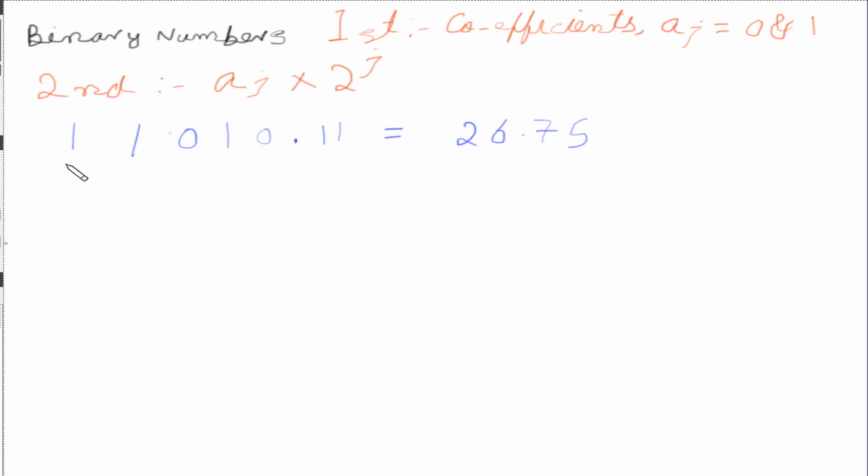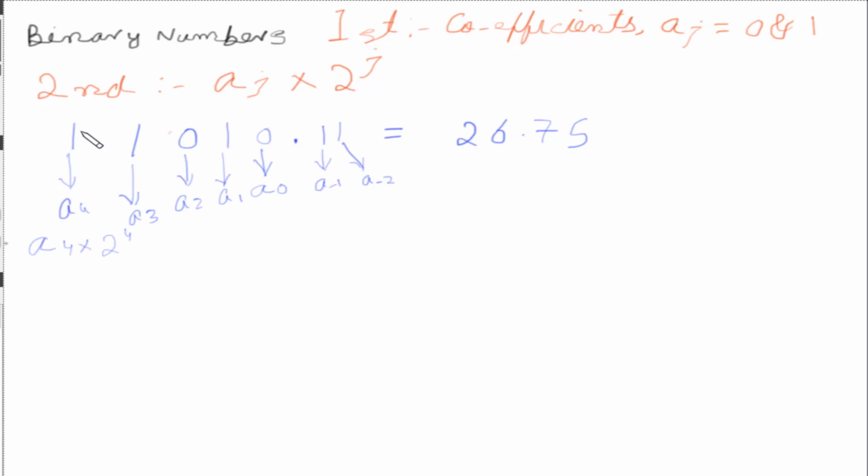So let's solve this one. In this example, this 0 is a sub 0, this one is a sub 1, this is a sub 2, this one is a sub 3, and this one is a sub 4. And in the decimal part, this one is a sub minus 1, this one is a sub minus 2. Well, I have to write each one of these in this form.